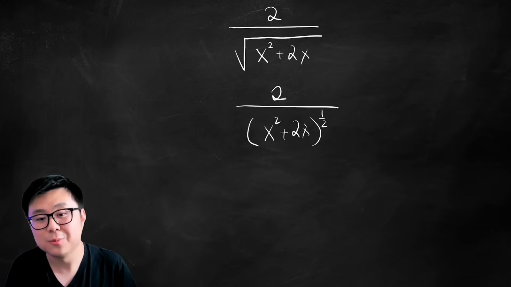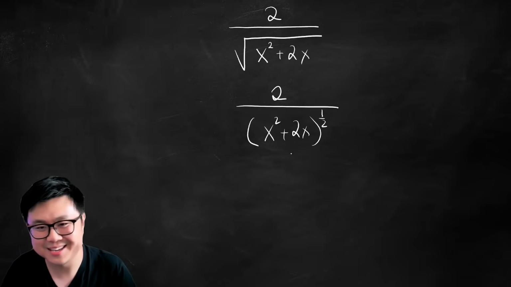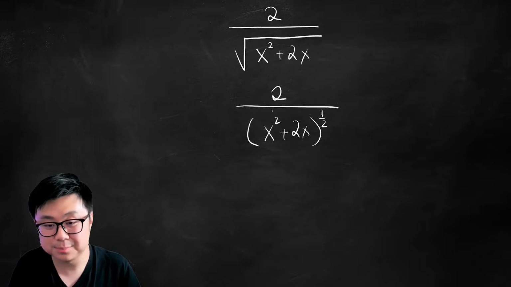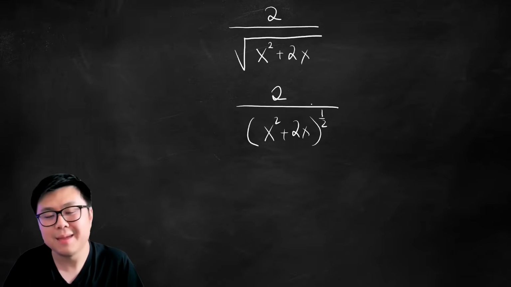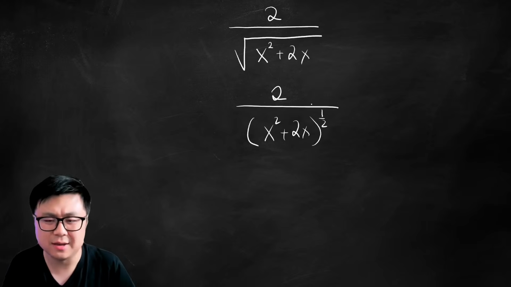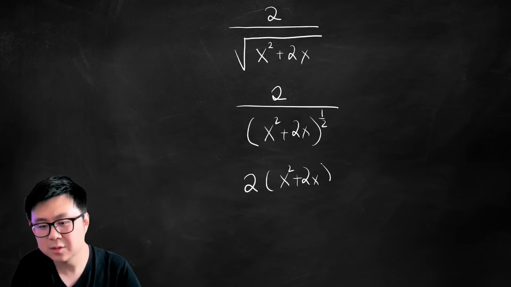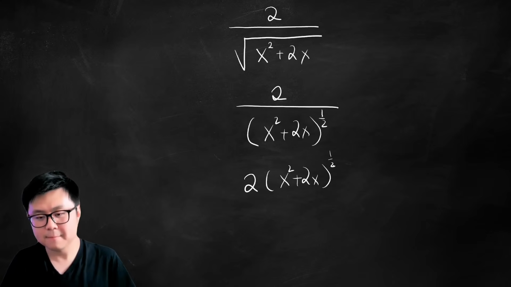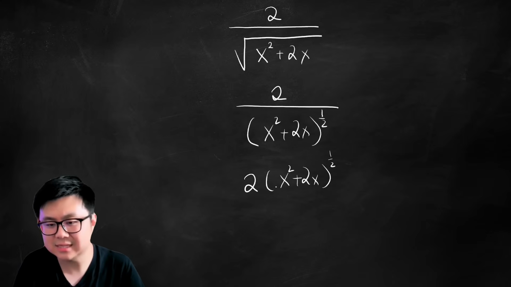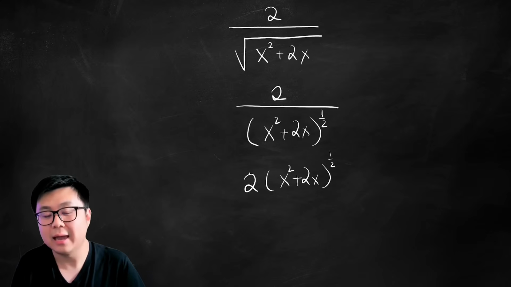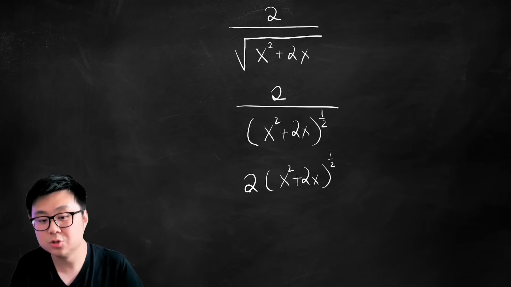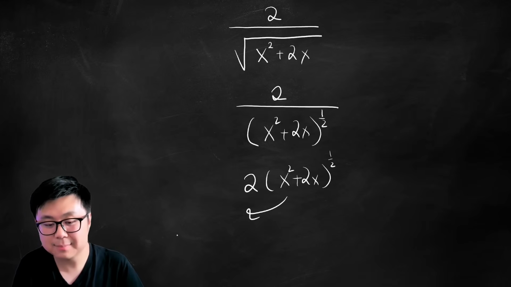Okay, what's another problem? Another problem is we have a fraction. We don't like fractions in calculus either. So we're going to move this bottom to the top, making it a negative exponent, but that's fine. So let's move it to the top and we're going to get 2 bracket x squared plus 2x to the power of a half. Okay, and at this point we can see that we have an outer function that is 2 and then a bracket to the power of half. So that can be my f of x here.